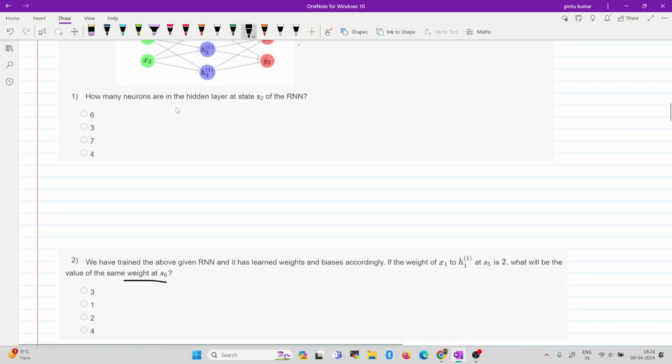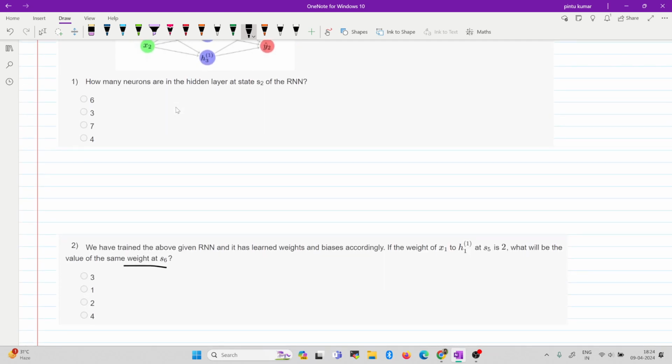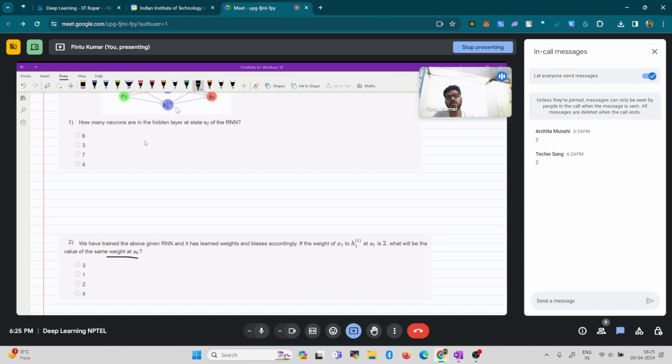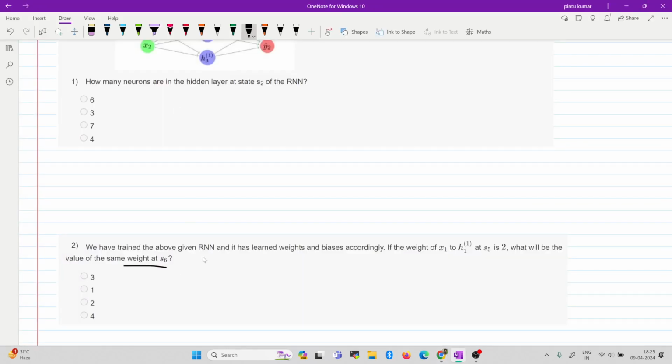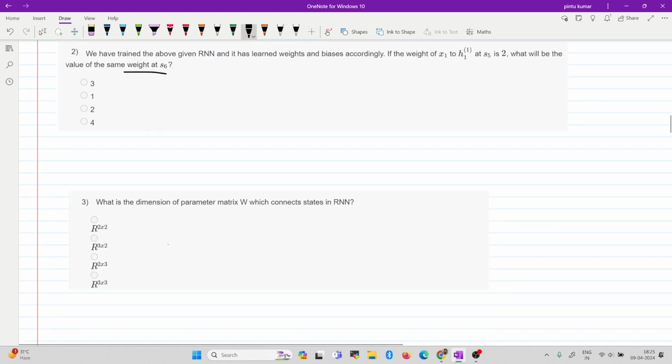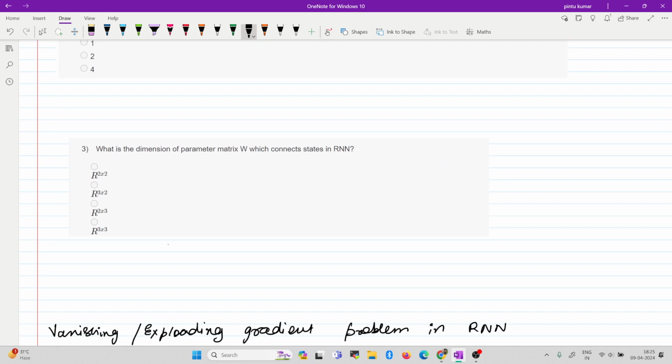So, okay, I'll come to the question. Can you please tell me what the weight would be? When they were learning at S5, the weight came out as 2. Yeah, 2 is the correct answer, right? Because as I mentioned, the architecture remains the same, so the weight won't change until they update the weight. If at S6 they have updated the weight, then it might change, but right now it won't change.